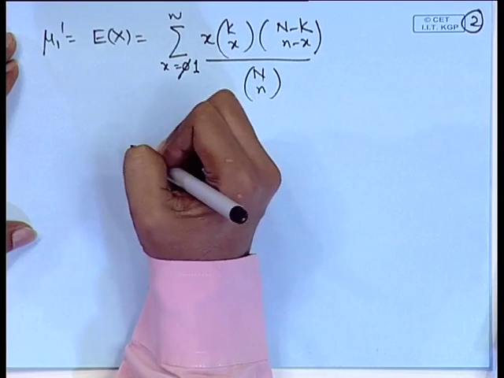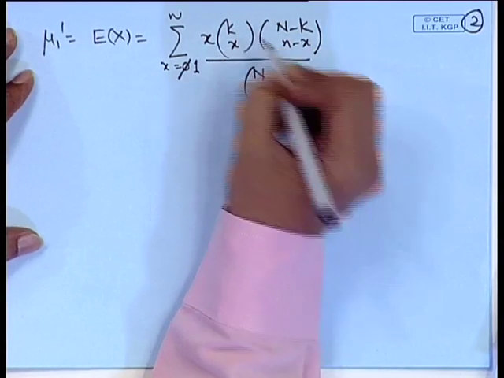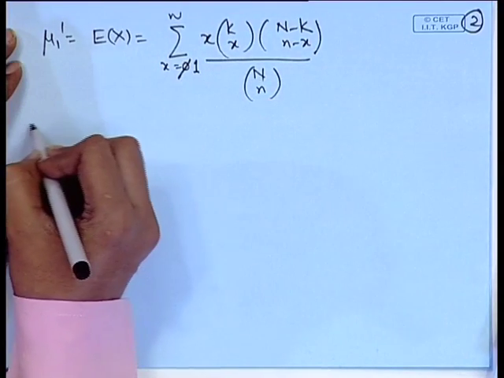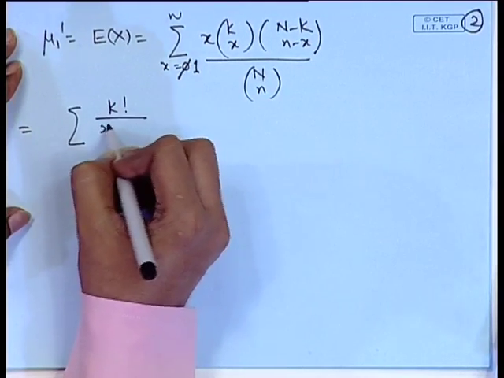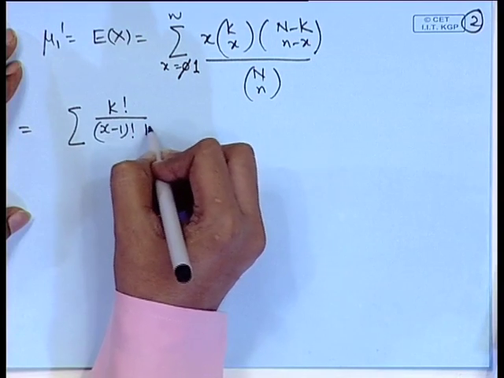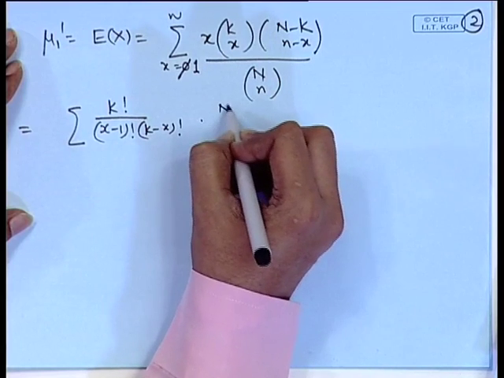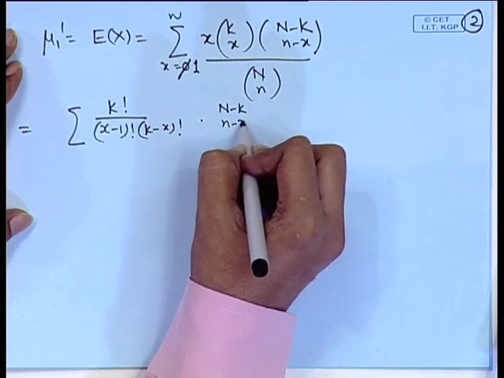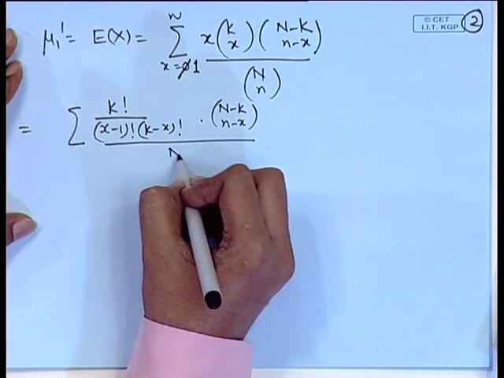So, this will be from 1 to n, and then if we expand in the factorials, this can be written as k factorial divided by (x minus 1) factorial, (k minus x) factorial, times (N minus k) C (n minus x) divided by N C n.